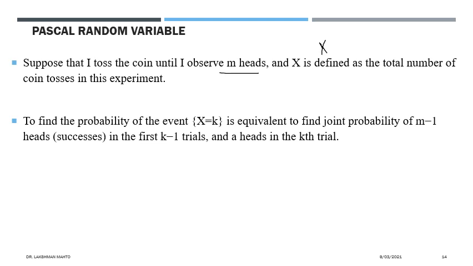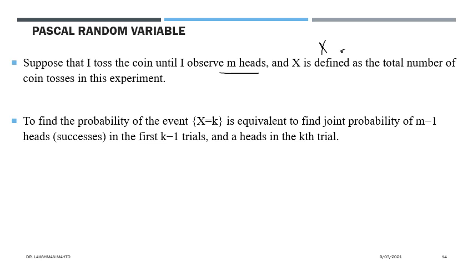What would be possible value of x? Here you are defining, it is talking about total number of heads, till you got mth head. So total number of heads till you get mth head. So what would be possible value of x? Any idea?